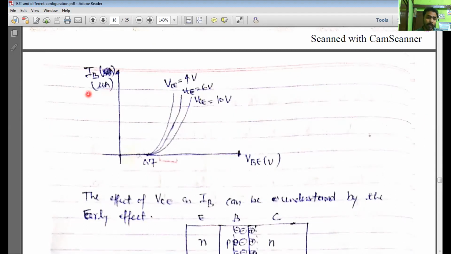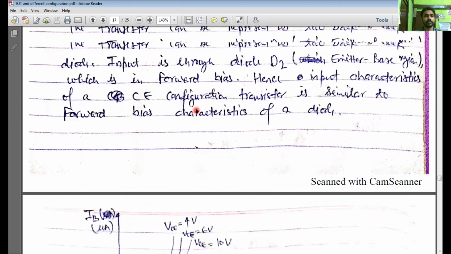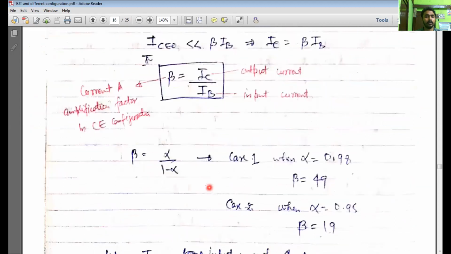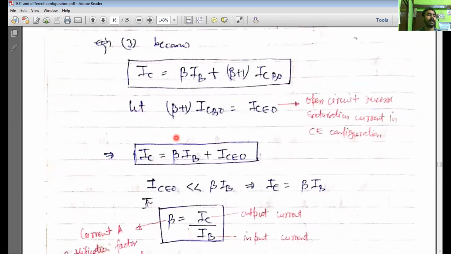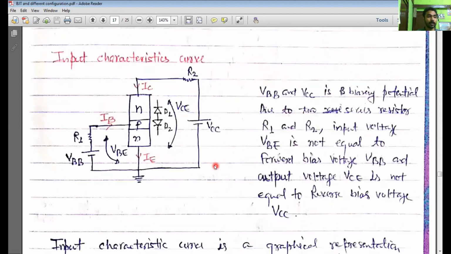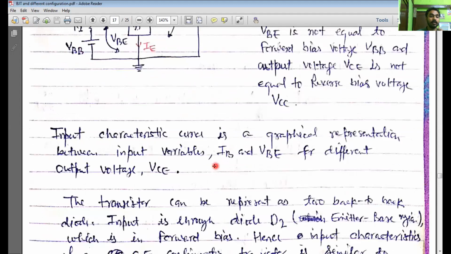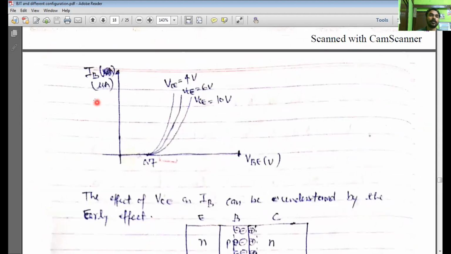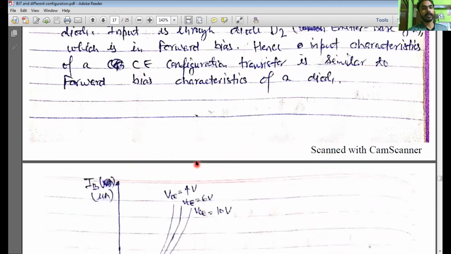No. IB is also in the micron order, but it's multiplied by the beta. So this is also in the micron order, but since it's multiplied with the beta, now it can be negligible. If you see in the common base case, this part was in the milliampere case. Okay. Now again come here.